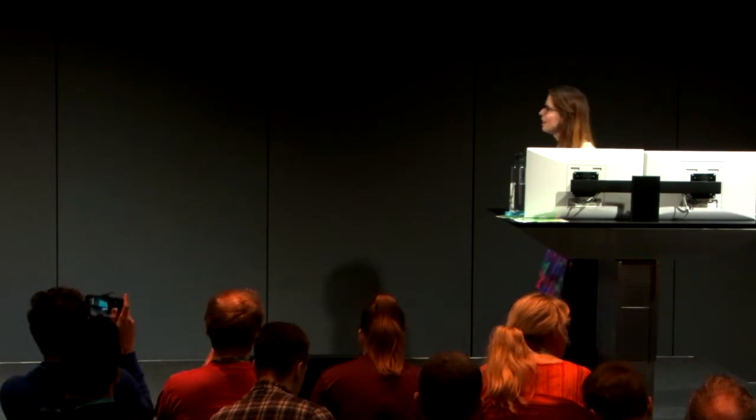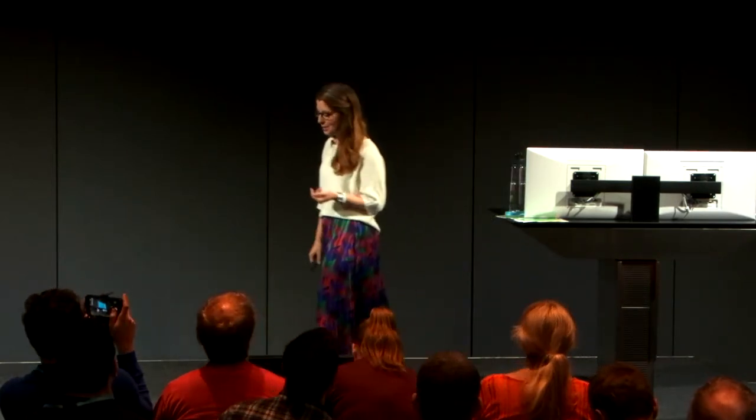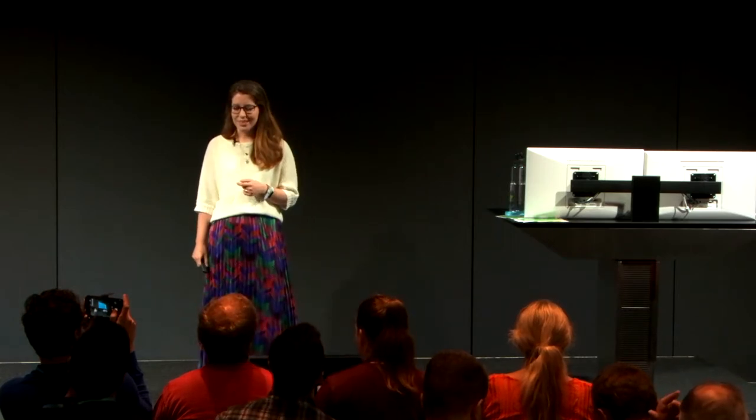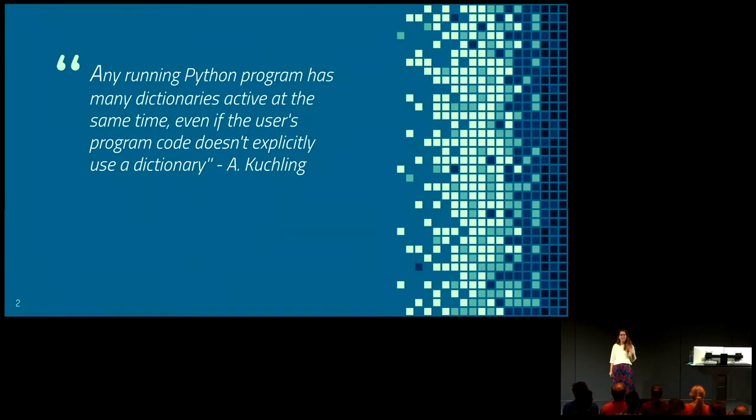So this is a quote that was in a book that I was reading. The beauty about things changing so much is that a lot of that book is already obsolete. But dictionaries are everywhere. It's not only in the code we write as users, but also behind the scenes. So the classes we define have dictionaries behind for the attributes, in namespaces for modules. They are literally omnipresent. And because they are omnipresent, they are constantly changing, constantly evolving.